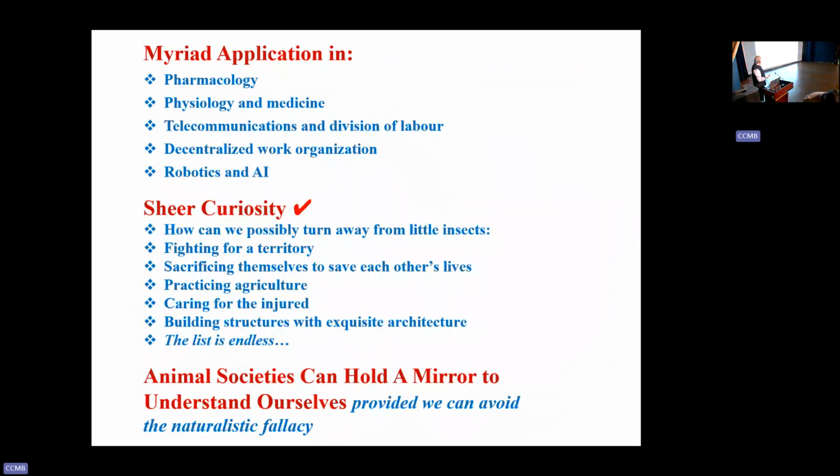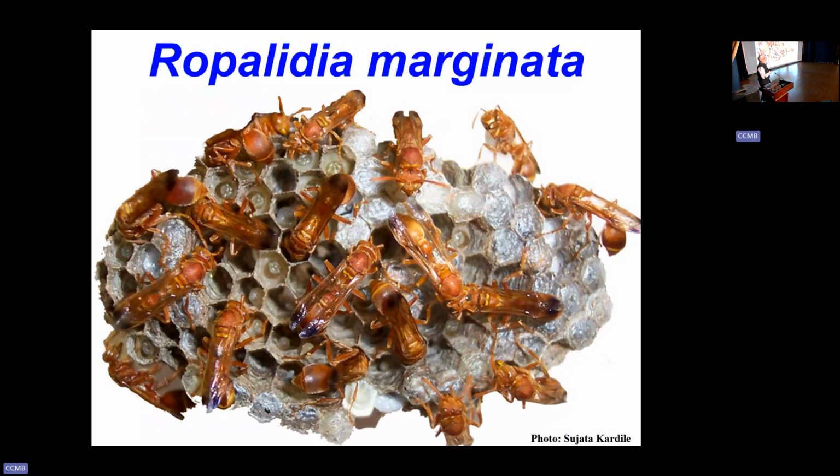Does it work now? Okay. So this is the species I study. This is what I like to call the Indian paper wasp. Its scientific name is Rhopalidia marginata. The nice thing about this is, first of all, the colonies are small. They are not very aggressive to us, so they are easy to study. Most important, they do not cover the nest with an envelope, so I can watch, I can see everything.